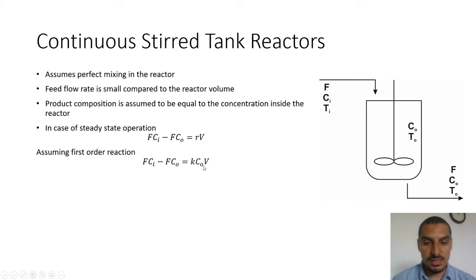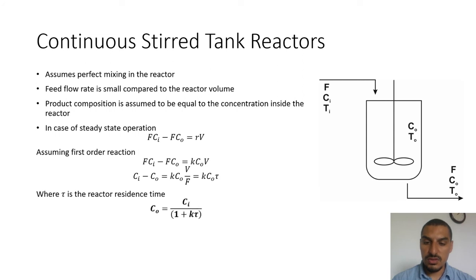So the rate of reaction is calculated based on the concentration here, not on the feed concentration. Then we can rearrange the equation, and we will end up with the term V over F, which is the tau. This tau is the residence time, and it represents the time that the reactants spend in the reactor to do the reaction. So as this tau gets bigger, the reactants will take more time, so the extent of reaction would be higher.